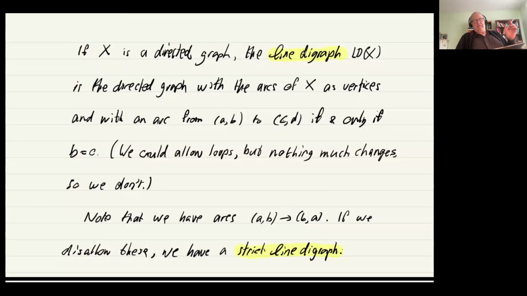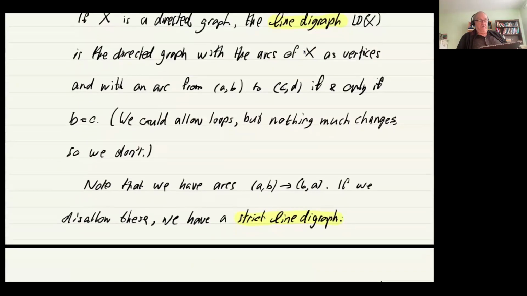So there are two flavors of line digraphs depending on whether you view AB to BA as an arc or not. And it really depends on your application. But I think I'm probably the only person on the planet that calls this a strict line digraph, so don't get too worried about remembering that term.